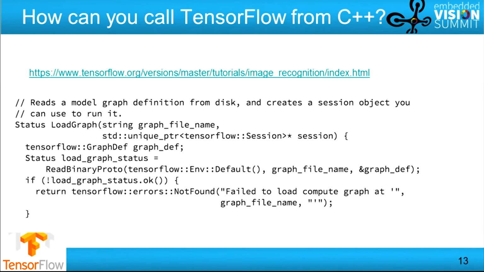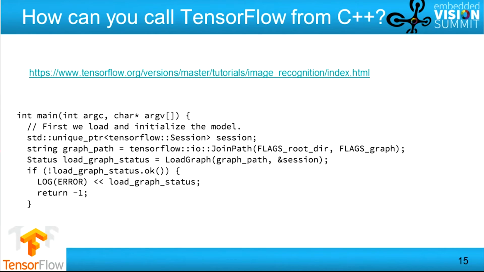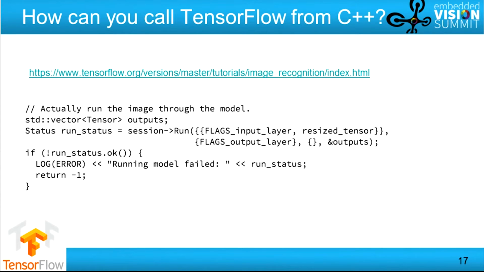So just to give you a feel, this is the sort of code that you'll be running just to create a session, to load a TensorFlow graph. I don't expect you to understand this big wall of text, but it's just to give you an idea that TensorFlow has a pretty straightforward API for loading models, for starting up a session. Here we go through the main function, loading the graph from disk, and then we read an image into what we call tensors, which are basically n-dimensional arrays of values, and then we just run the model on that tensor and actually get the output values out of it.